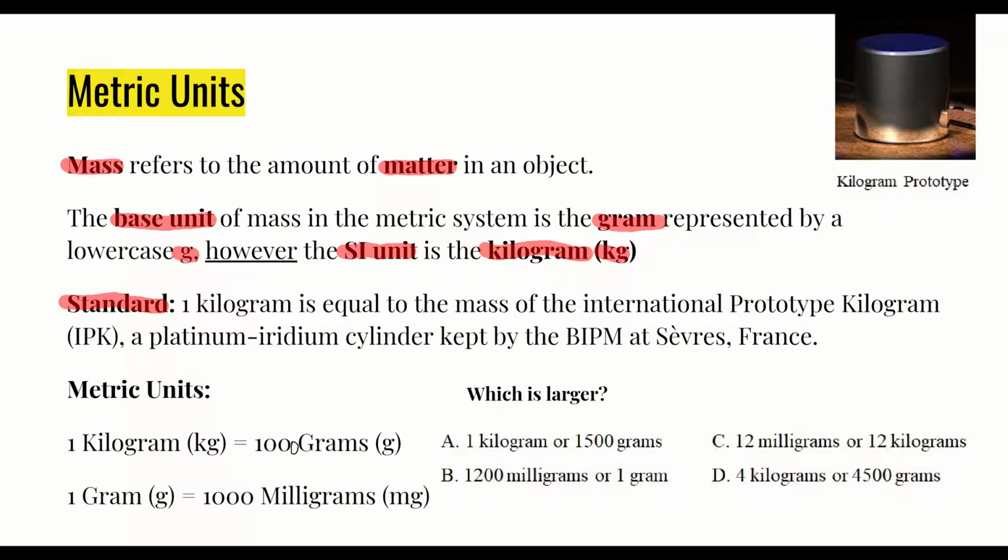Our 1 gram then is going to be equal to 1,000 milligrams. The vast majority of the time, we're either using kilograms, grams, or milligrams. Those are the 3 most common types of measurements, so those are the ones I want you to know the most about.